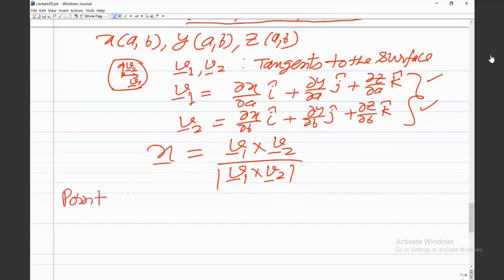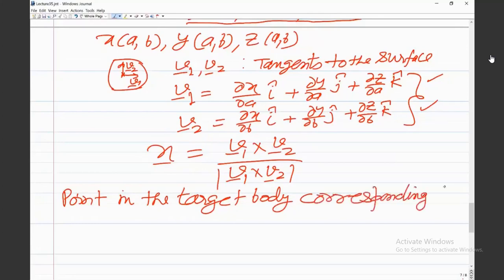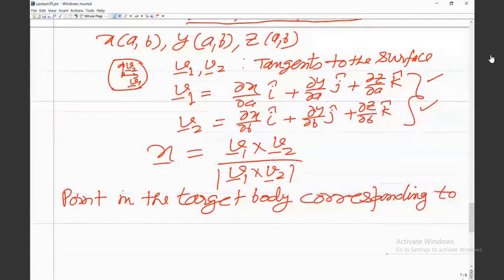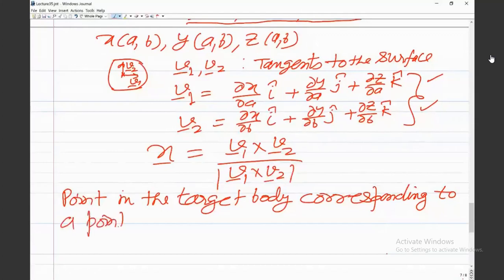Point in the target body corresponding to a point in the contactor body. So if we choose one point on the contactor body, and then we want to find out which is the point on the target body which is closest to the point on the contactor body. So point in the target body corresponding to a point in the contactor body. We have to identify these pair of points.